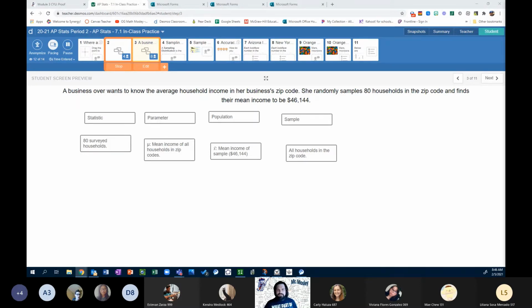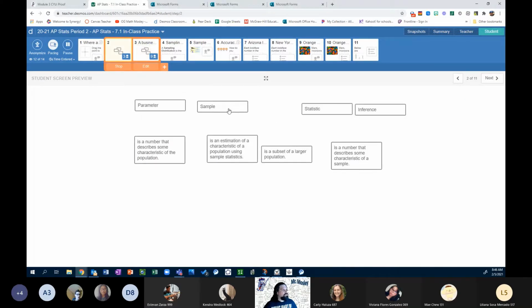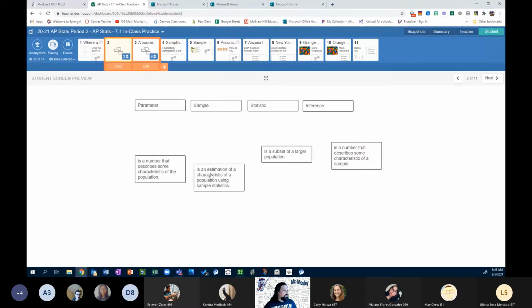So let's talk about these. Please switch over so you can see my screen. That would be excellent. So we're going to look at statistic, parameter, population, and sample. First one, we have parameter, sample, statistic, inference as our vocabulary terms. Remember, parameter and statistic go along with population and sample. So the first one, parameter, is a number that describes some characteristic of the population.